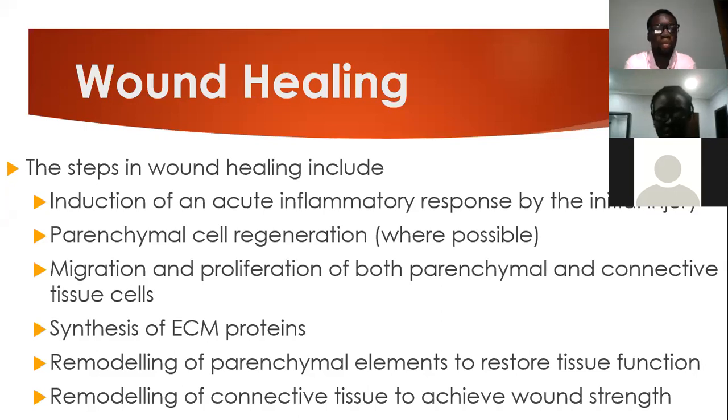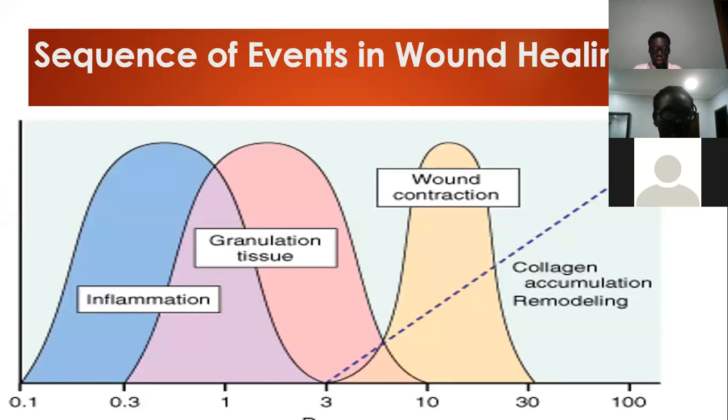So the steps. First of all, there's an acute inflammatory response. Then there's cell regeneration by migration and proliferation of the cells to the area. When they get there, the fibroblasts usually synthesize extracellular matrix. And then there's remodeling of the parenchymal elements. And then you have deposition of collagen to achieve wound strength. So usually this is what happens.